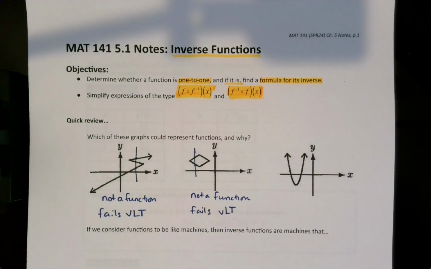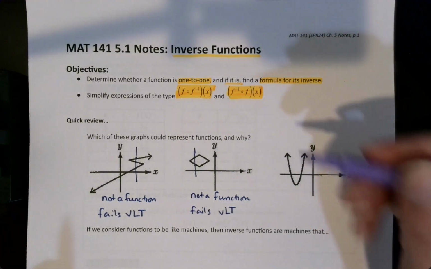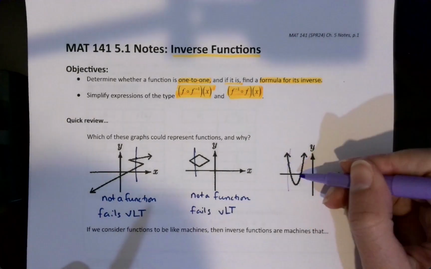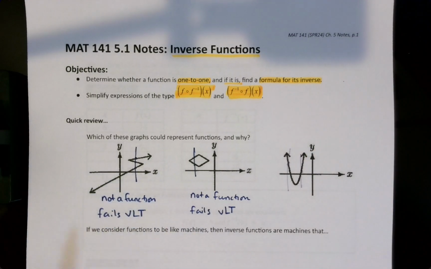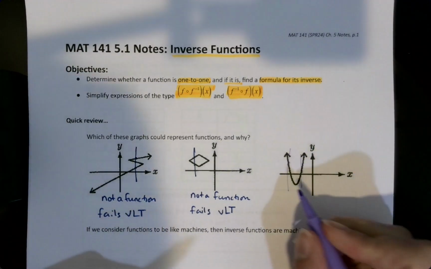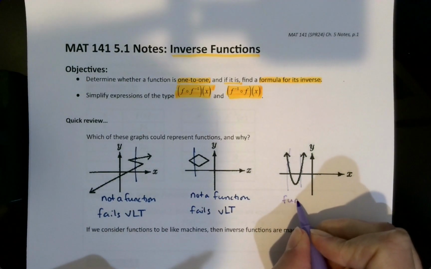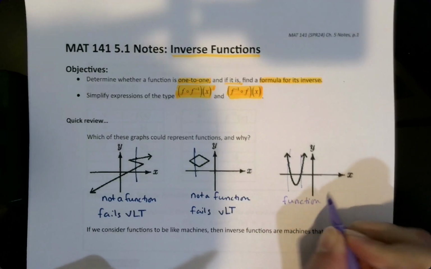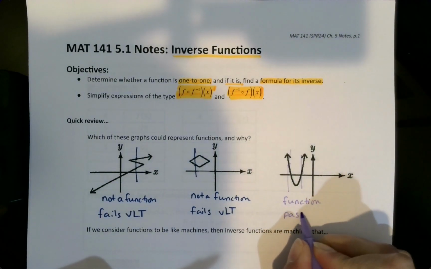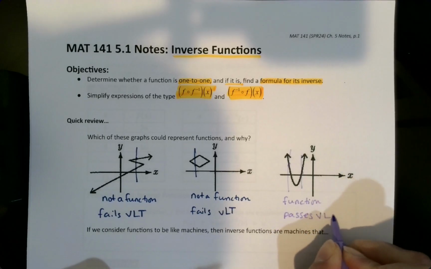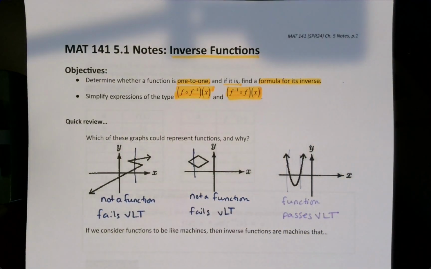And then in the third graph over here, anytime I draw a vertical line through this graph, it's only going to pass the graph once. That's going to pass the vertical line test. This one is a function, and does pass the vertical line test.